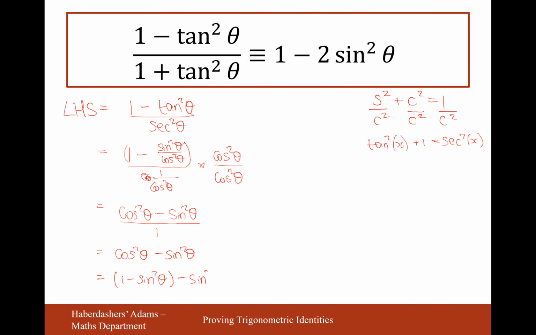And there you are, you can see it forming the shape that it needs to now. So it's now 1 minus 2 sine squared theta, which is equal to the right hand side. Lovely, there we are. So that's the answer to this question. Let's now move on to the next one.